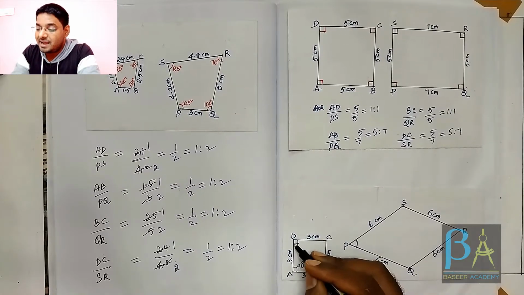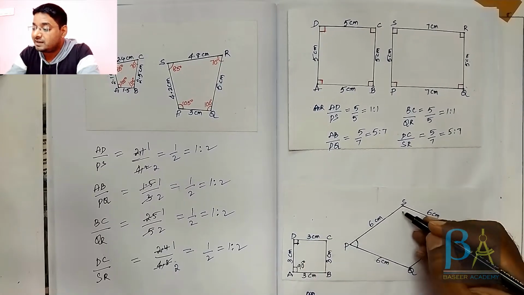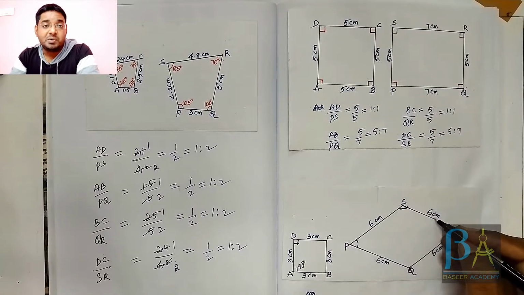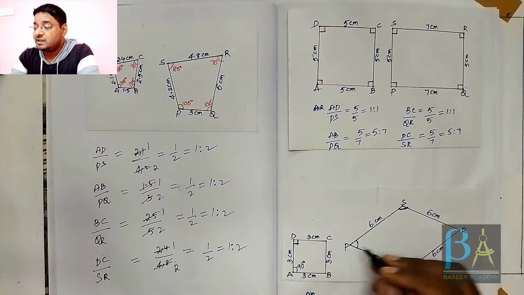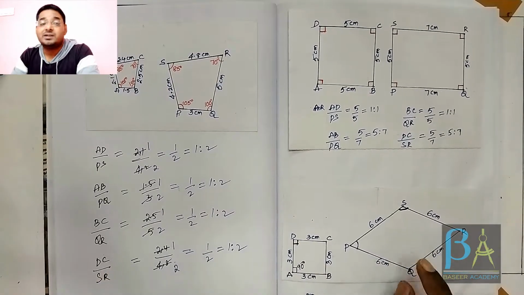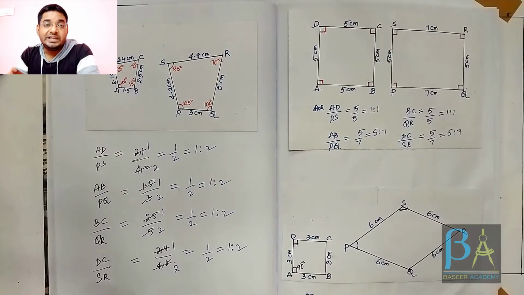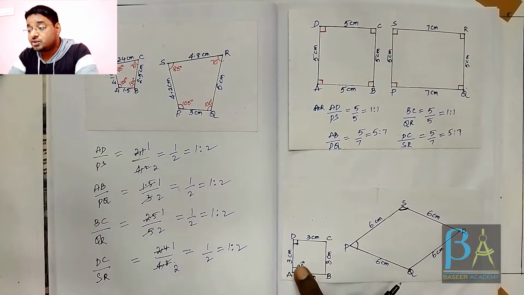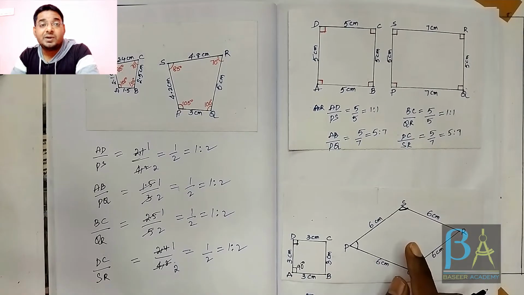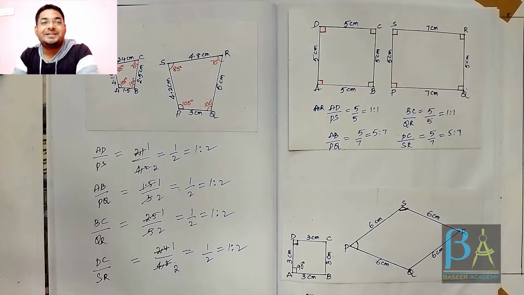In the same manner, angle D is 90 degrees here, but the corresponding angle, angle S, looks like an obtuse angle to me, more than 90 degrees. So obviously the corresponding angles are not equal, and hence the two figures are not similar to each other. Even though the ratio of corresponding sides is the same, since the corresponding angles are not equal, the two figures are not similar to each other.